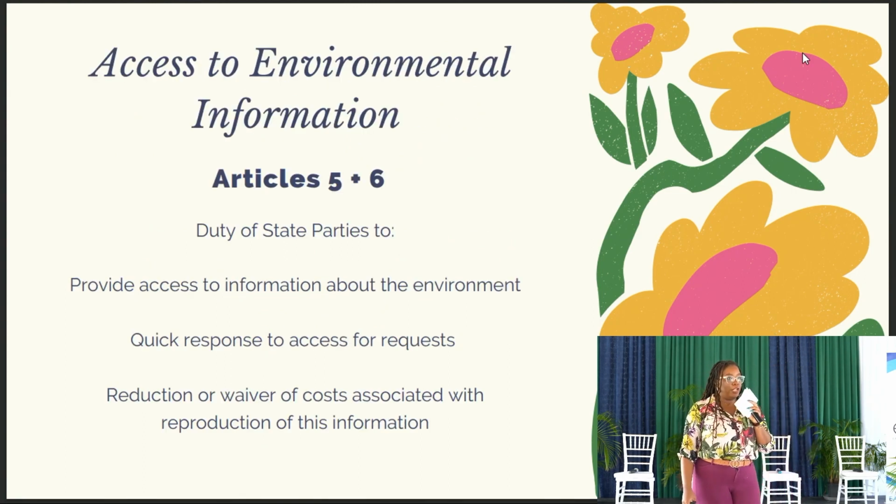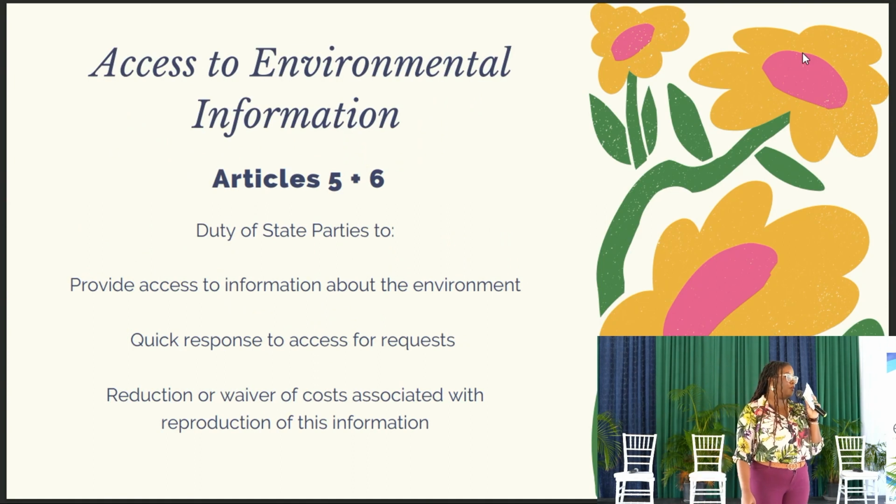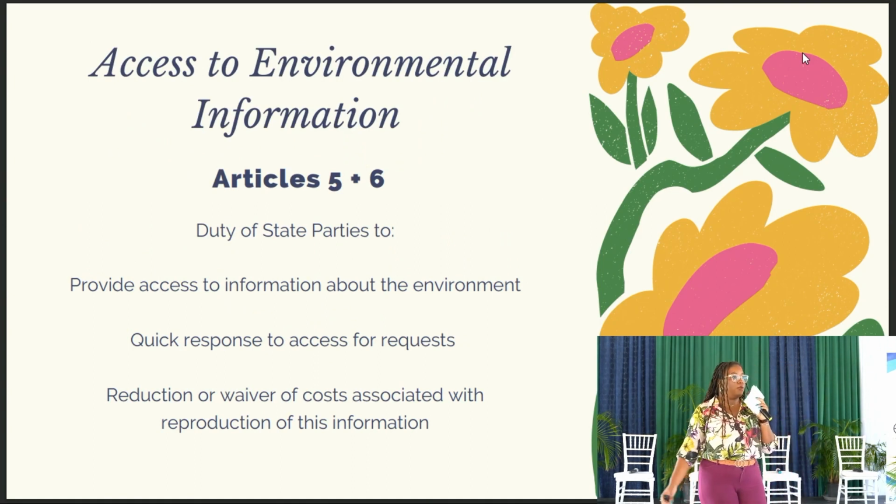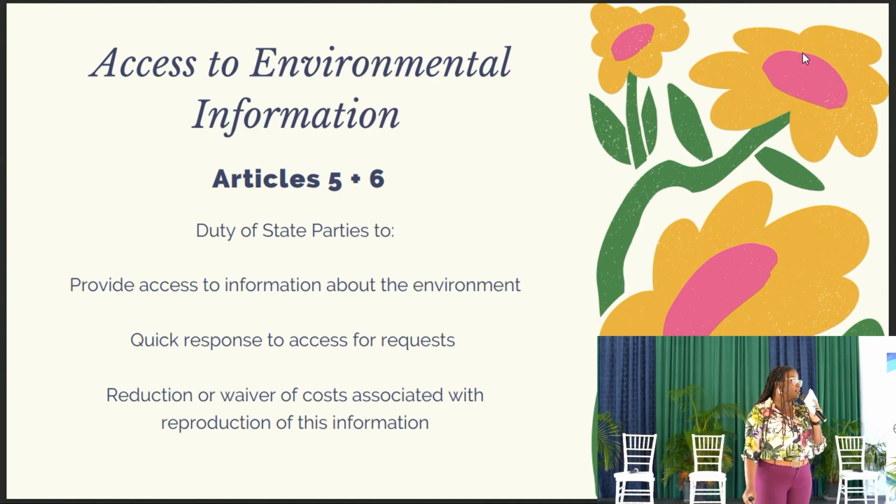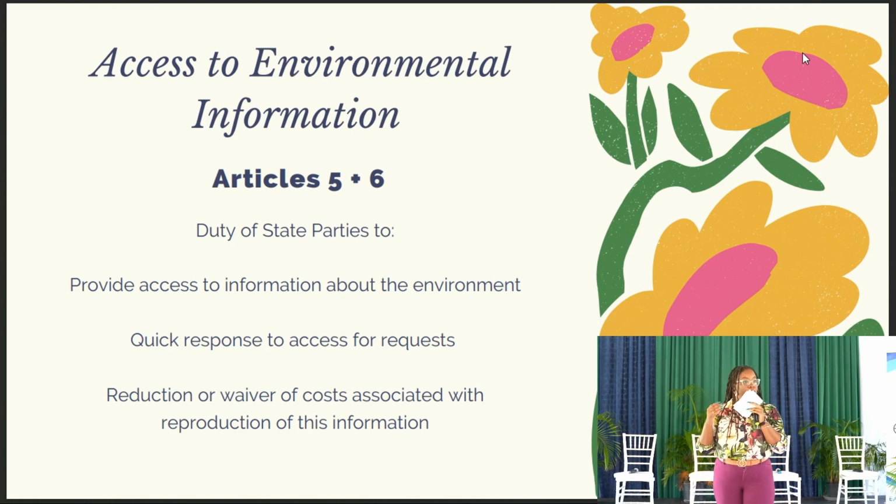So the first pillar of the Escazu Agreement is access to environmental information. This is found in Articles 5 and 6 of the Convention. There is a duty on the government of Antigua and Barbuda to provide access to information about the environment. They must do this in a way that the public has easy access to this information, whether it be on a website or whether they are able to call and say, okay, I'm coming in to look at this document, I'm coming in to look at this policy, I need access to it.